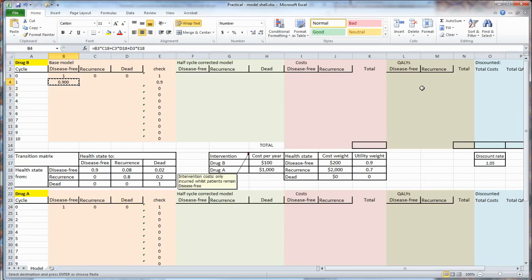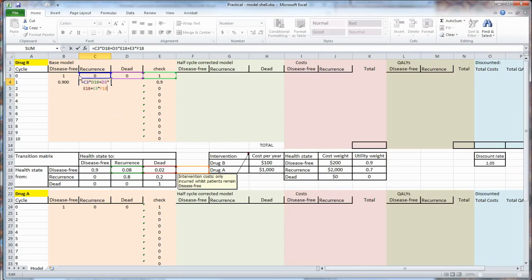Now what happens if we copy this across to get the recurrent state? So if we look at what happens, we've got B3 times C18. Here we go, sorry, the wrong one. No, I thought it looked a bit wrong. So now we've got C3 times D18. So what's that telling us? That's telling us the proportion who were in recurrence in the previous year multiplied by the probability of being in recurrence after you were disease-free. So that's the wrong link.